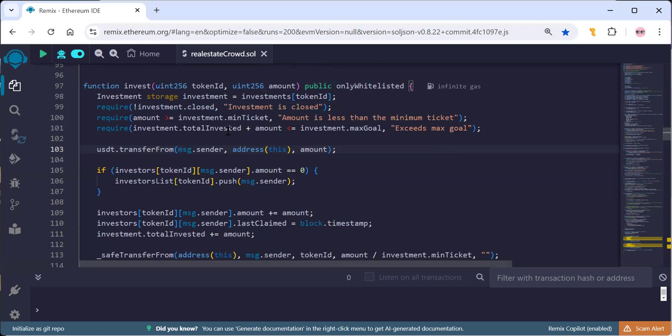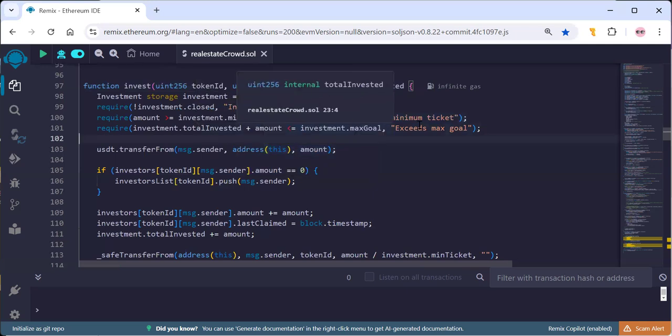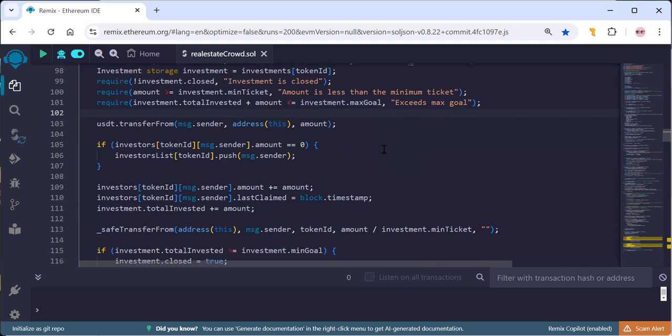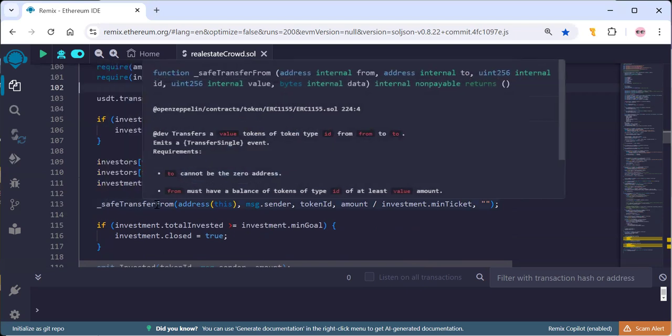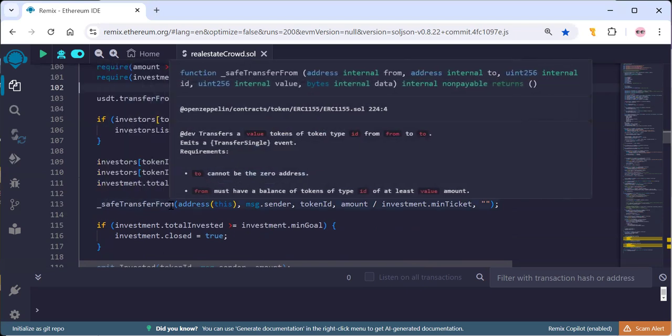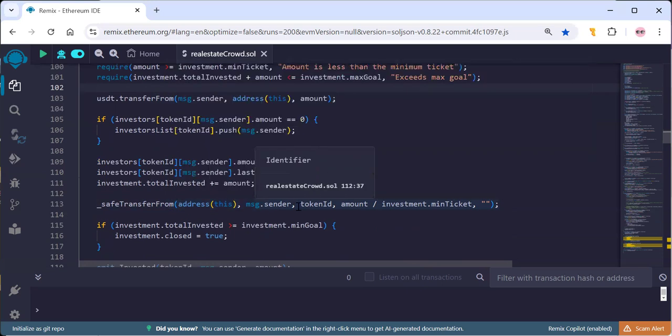Then the invest can work if the investment is not closed, if the amount invested is not lower than the minimum ticket, and then if it has not exceeded the maximum goal. Then we have two transactions. So the USDT are transferred from the wallet to the smart contract address. And the second is that the shares of the token ID are transferred from the smart contract address itself to the wallet.